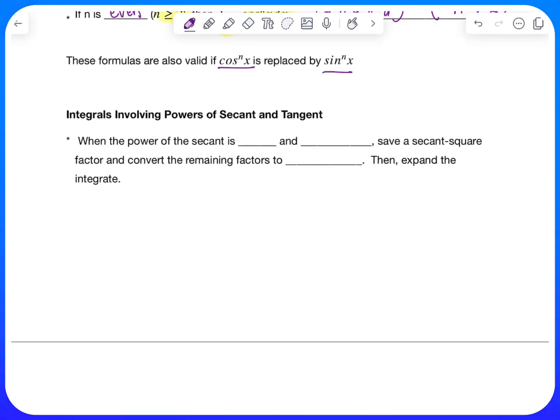Today we're going to learn how to find the integrals of the products of secant and tangent functions. When the power of the secant is even and positive, we're going to save a secant squared term and then convert the remaining factors in terms of tangent using our Pythagorean identities. So then we can spin the integral.